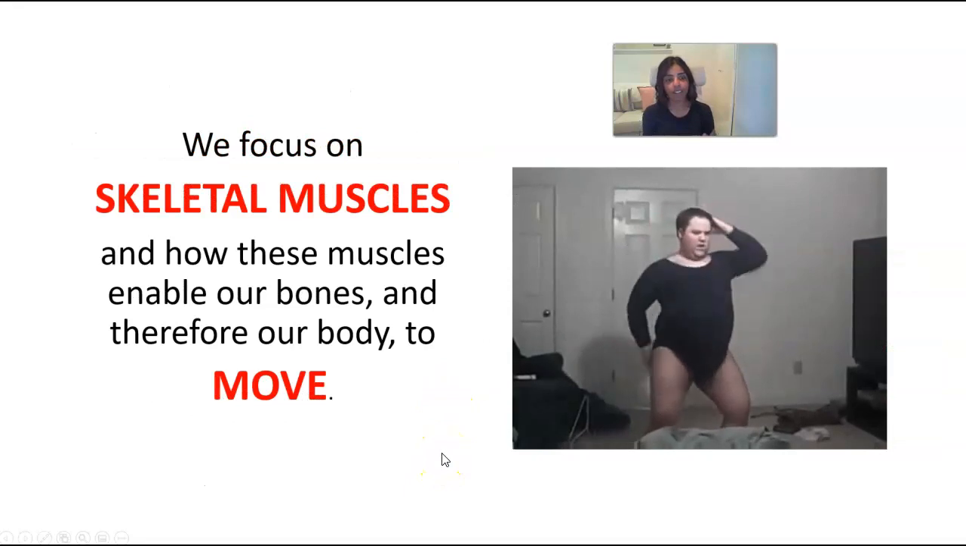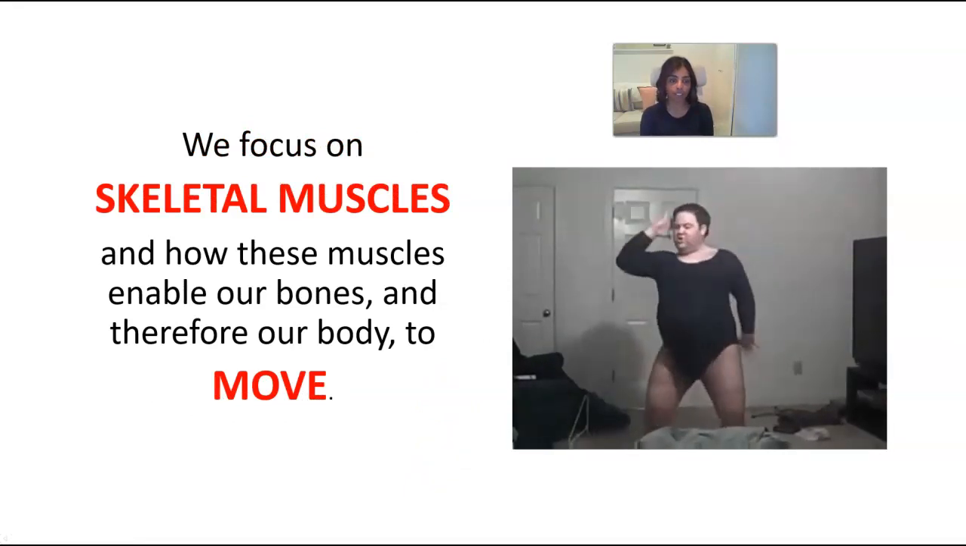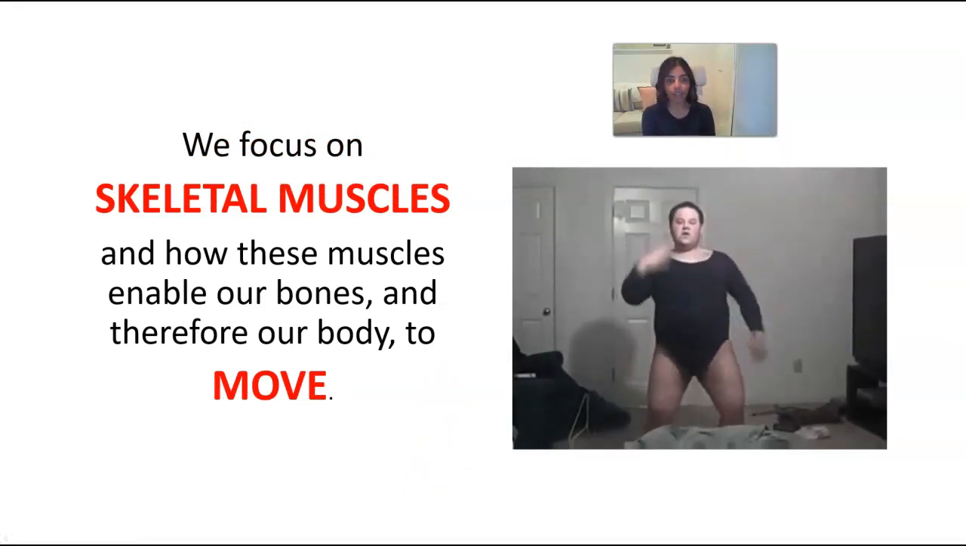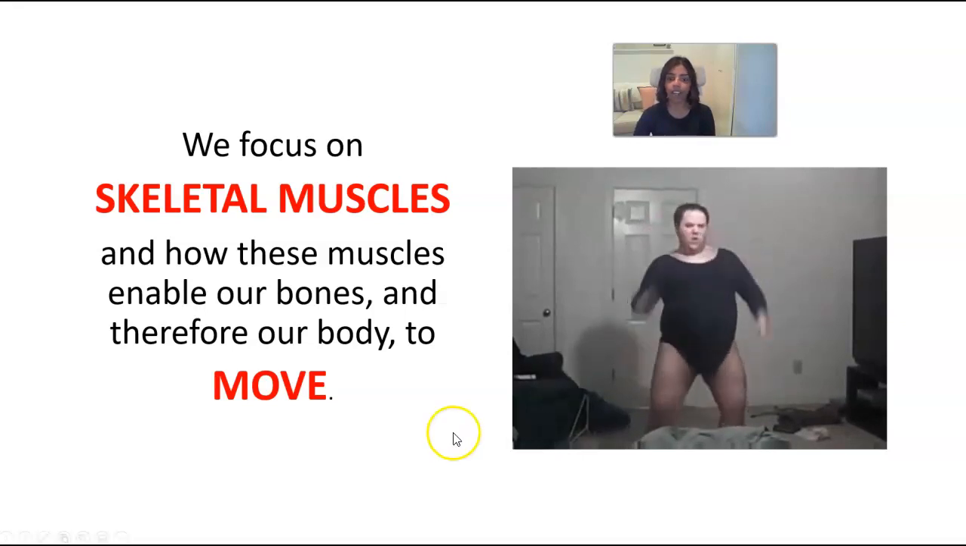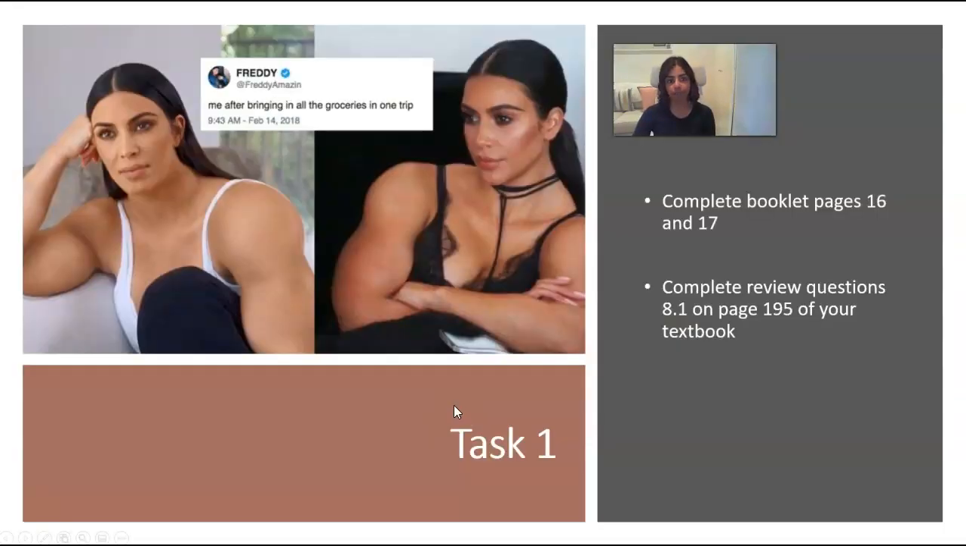So in this lesson, we're going to be focusing on skeletal muscles and how they attach muscle to bone and allow us to move. So before we move on, please make sure that you complete pages 16 and 17 of your booklet and also complete review questions 8.1 on page 195 of your textbook.